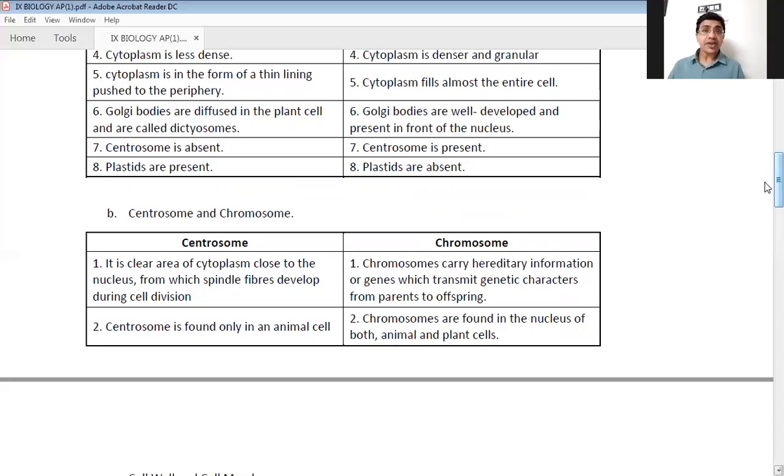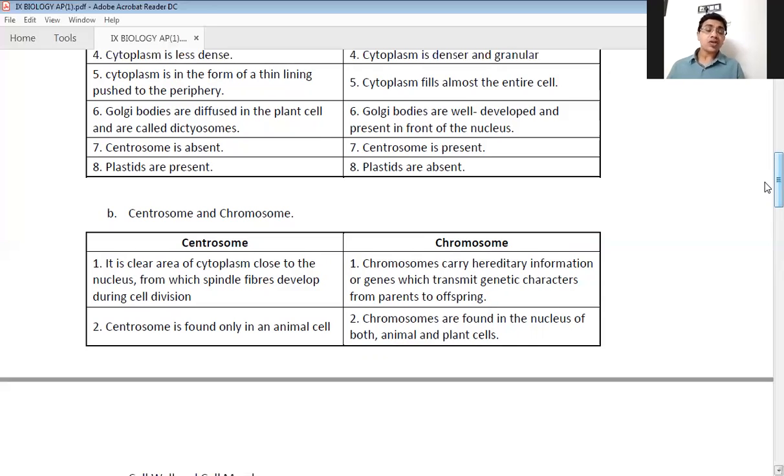As compared to that, if we go to chromosome, chromosomes carry hereditary information or genes, right, which transmit genetic characters from parents to offspring. So it is these chromosomes which are nothing but the hereditary material, you can say, in the form of genes. They have some kind of material, and that is what carries all the characters from parents to offspring. As you can see, centrosome, chromosome, totally different overall, right?